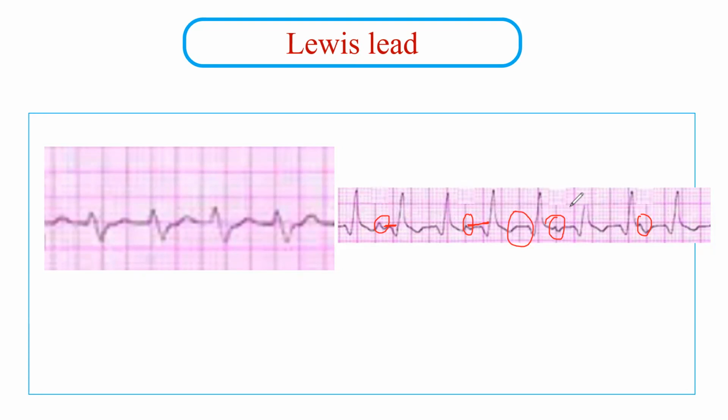So is this a third-degree AV block? No, because the patient has tachycardia, and in AV block it's very rare to have tachycardia. So this is by definition a ventricular tachycardia, because the P wave coming from the atria is not exciting the ventricle. The ventricle is excited by itself. So by definition, it is VTAC. So this is the usefulness of the Lewis leads. And thank you.